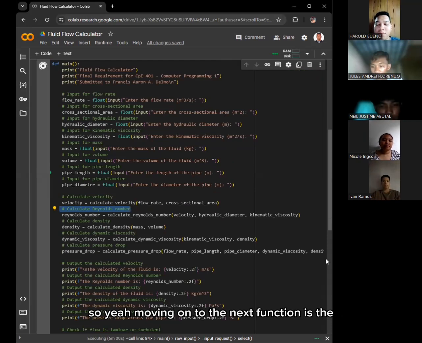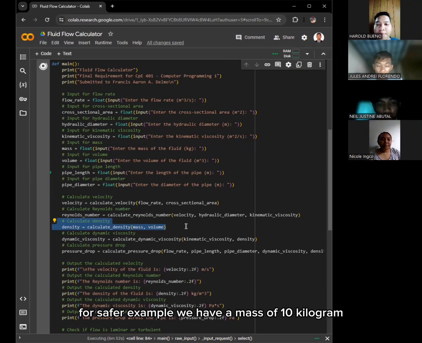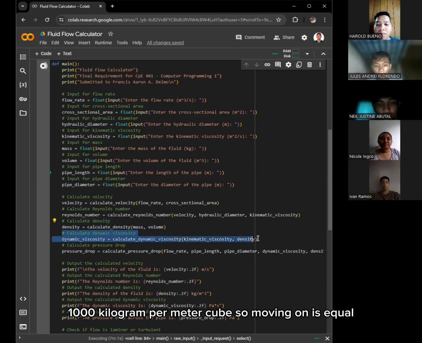Moving on, the next function is the calculate density function. This one that I highlighted on the screen is a straightforward function. It just calculates the fluid density by dividing the mass by volume. Say for example, we have a mass of 10 kilograms and a volume of 0.01 cubic meter. The density calculated would be 1,000 kilograms per meter cubed.